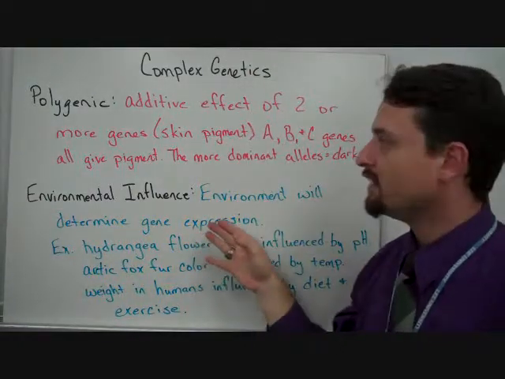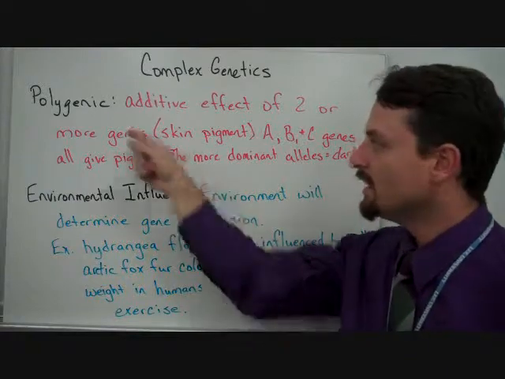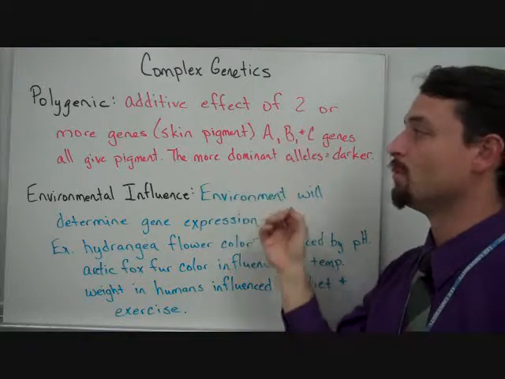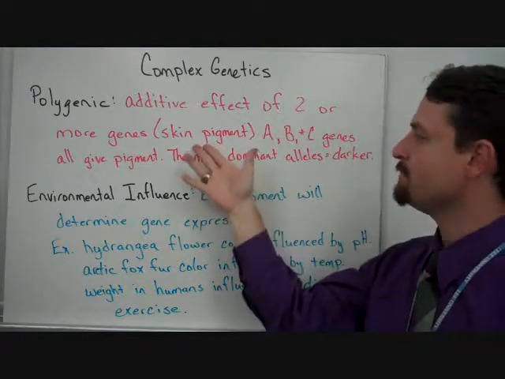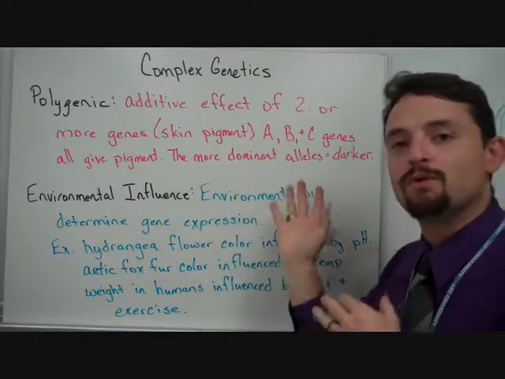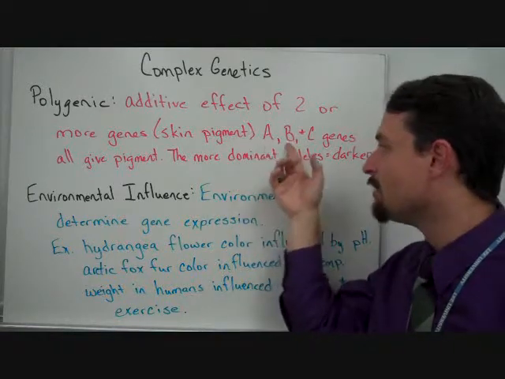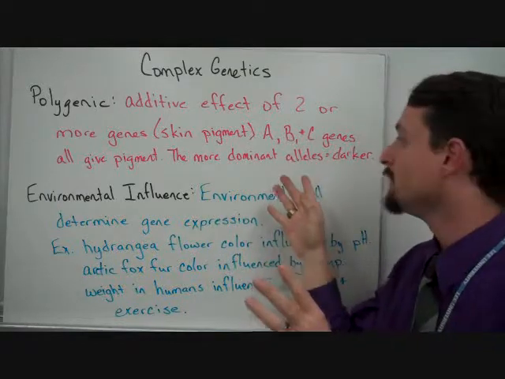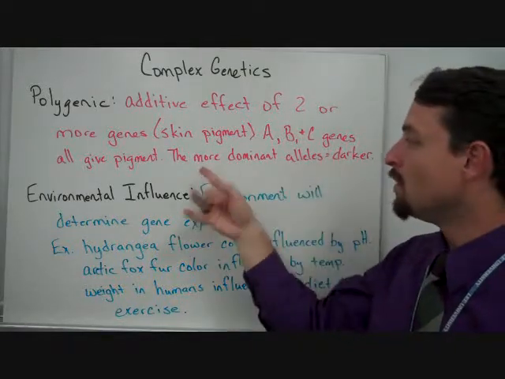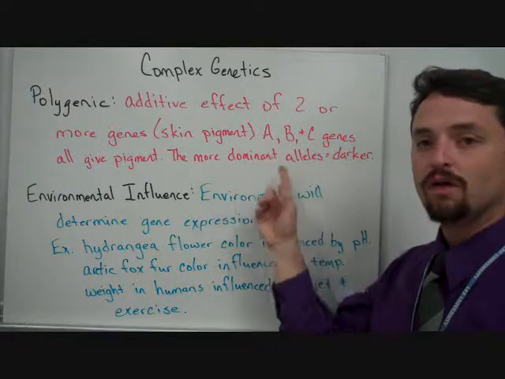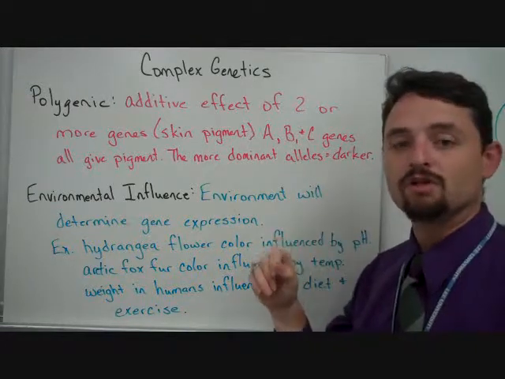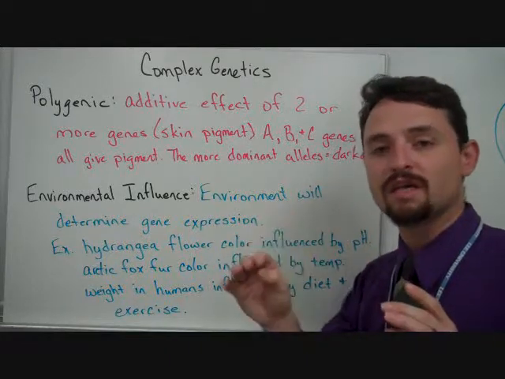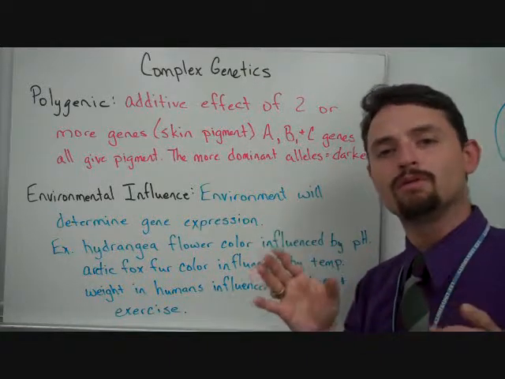Next, the last two of really complex genetics, is polygenic. In polygenic, you get an additive effect of two or more genes. And we see this, for instance, in skin pigment. You have, let's say, I'm just putting out letters here to represent this, an A allele, a B allele, and a C allele, and you've got both dominant and recessive versions of all three of those. The more dominant alleles you have, the darker the skin pigment. So if you have capital A, capital B, lowercase c, that's kind of like a middle-of-the-road skin pigment.